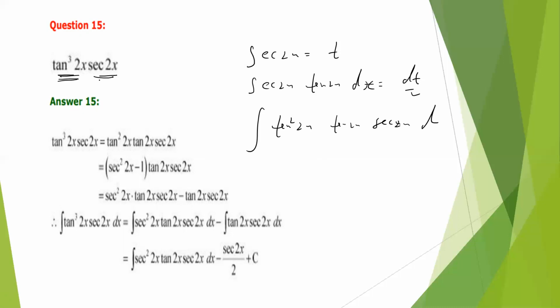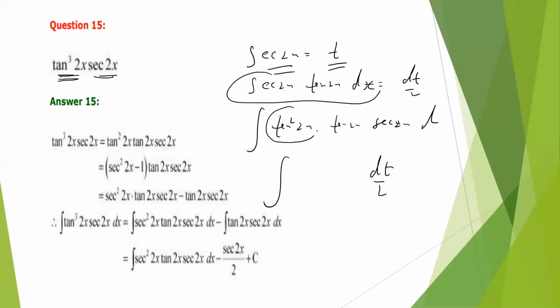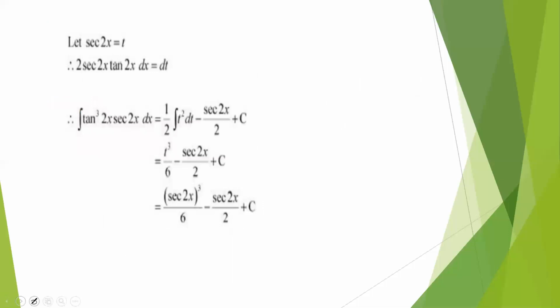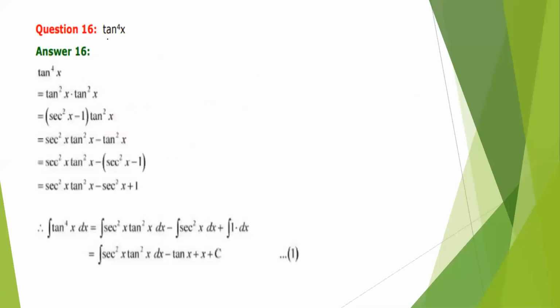If we split it, we can put this value here. That is dt by 2. And what is the value of sec 2x? Sec 2x equal to t. So we will change tan square equal to sec square minus 1. So t square minus 1, which is easily integrable. Okay. So substitution again very helpful.